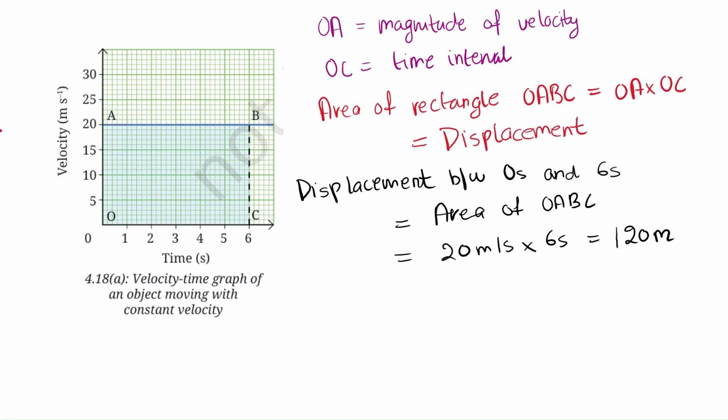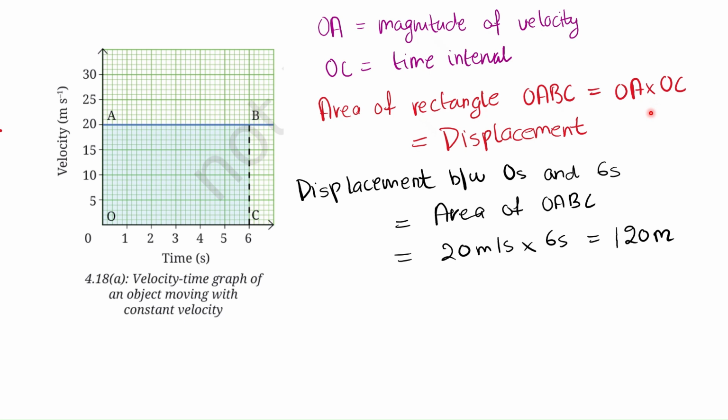Can you calculate some other physical quantity from the velocity time graph? Area enclosed by the line on the graph and time axis. Does the area of the shaded part represent some physical quantity? OA is the magnitude of velocity and OC is the time interval. So area of rectangle OABC is equal to OA into OC, which is velocity into time interval. Since in this case the velocity is constant, it is equal to the average velocity. We can say that the area of rectangle OABC denotes displacement.